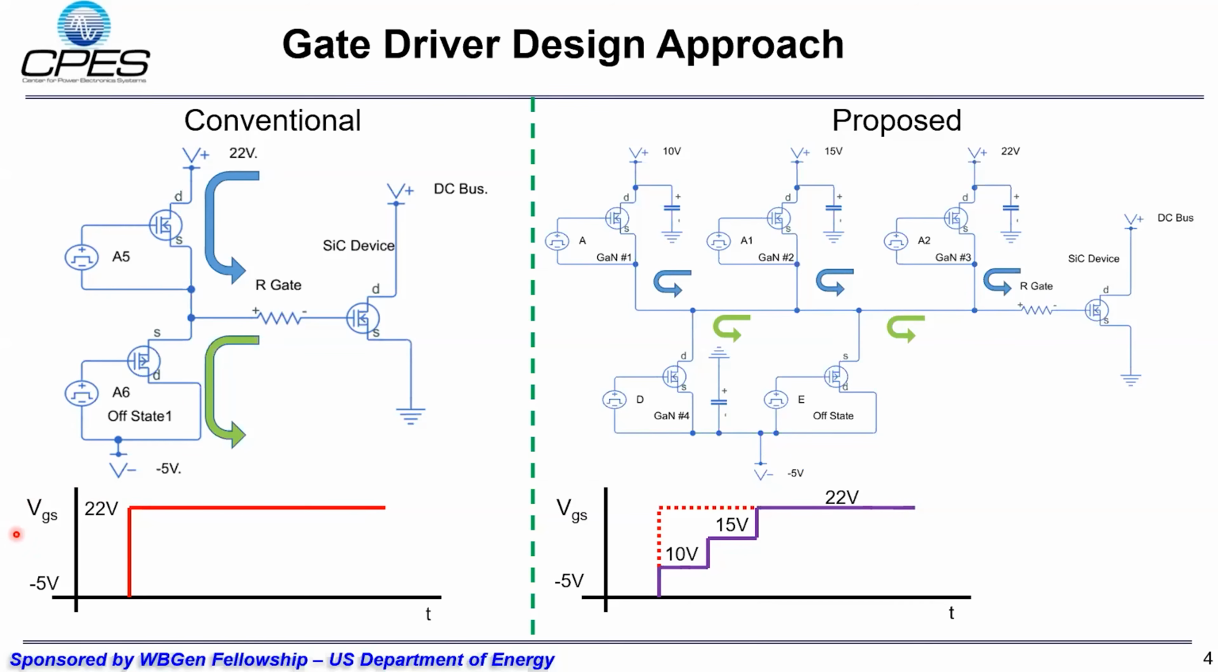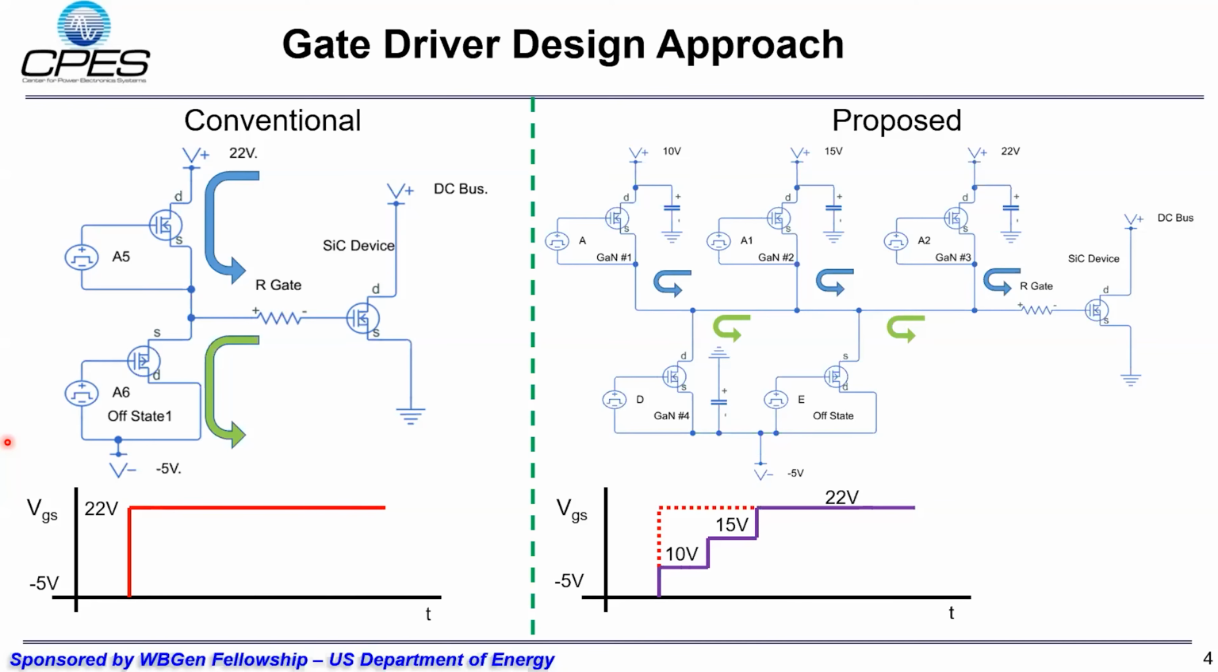You can see down here the VGS voltage waveform, which goes from a low to a high with no transition between. With the proposed solution to the right here, the same push-pull concept as the conventional circuit is used. However, there are now numerous positive voltage connections that can be made.